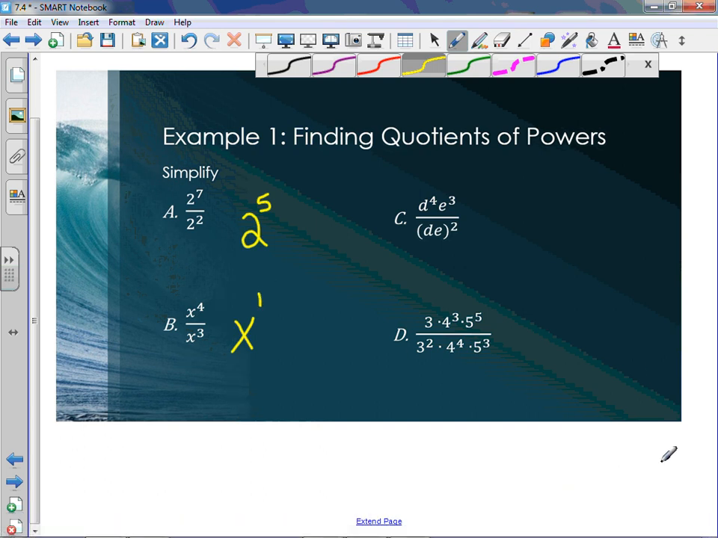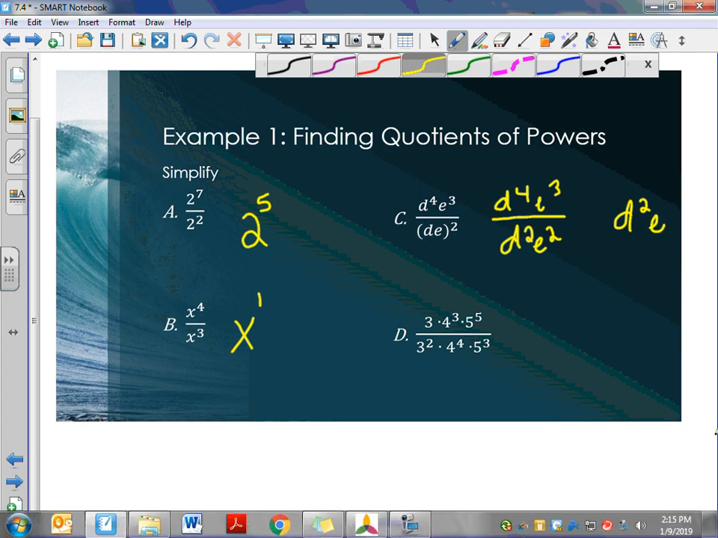C, we have a little more prep work to do. We have to distribute that squared first. So we end up with d to the 4th, e to the 3rd, over d squared, oh that's ugly, and e squared. So the top wins for d by 2, and for e by 1. So the answer is d squared e.